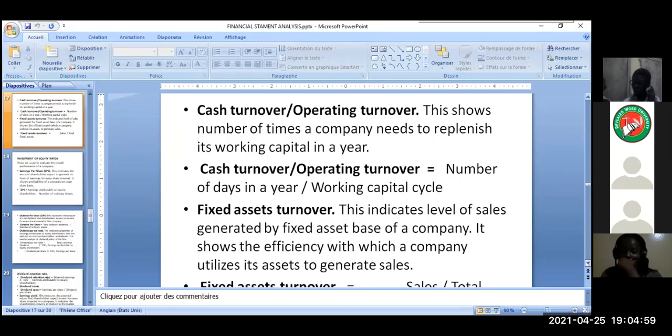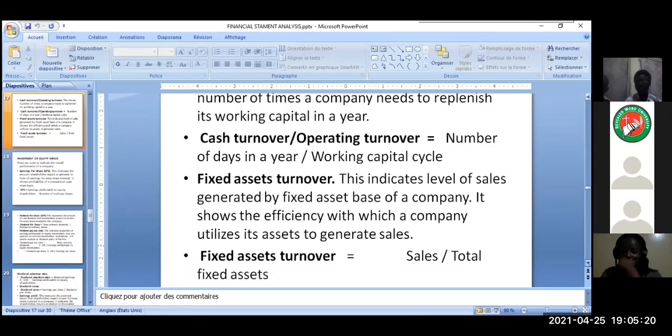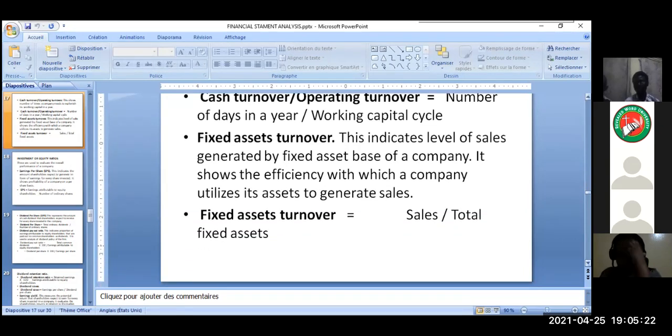Now, remember, when talking about fixed assets, what do we mean? We mean houses, we mean land. So all the assets which are fixed. It shows the efficiency with which a company utilizes its assets to generate sales. Now the formula, we take sales over total fixed assets. Then we get fixed asset turnover.